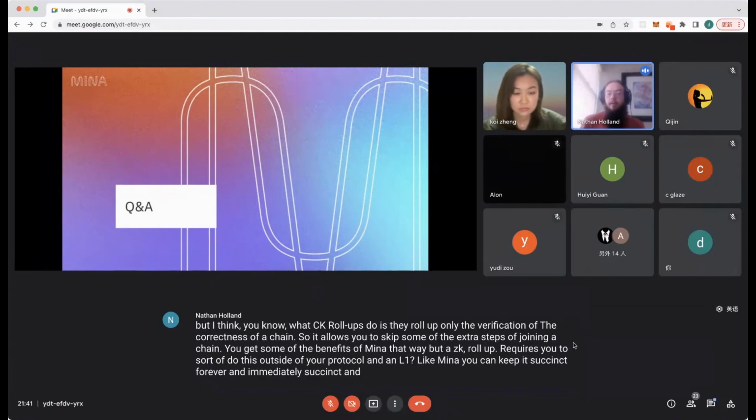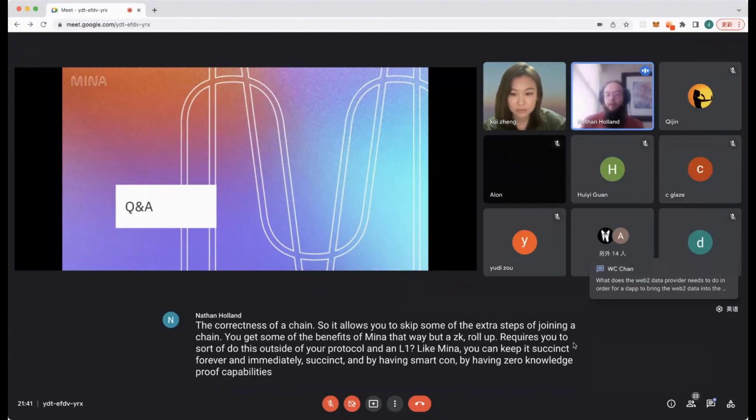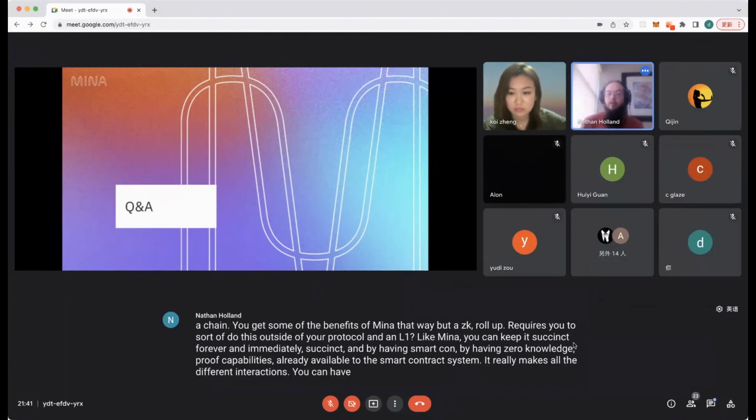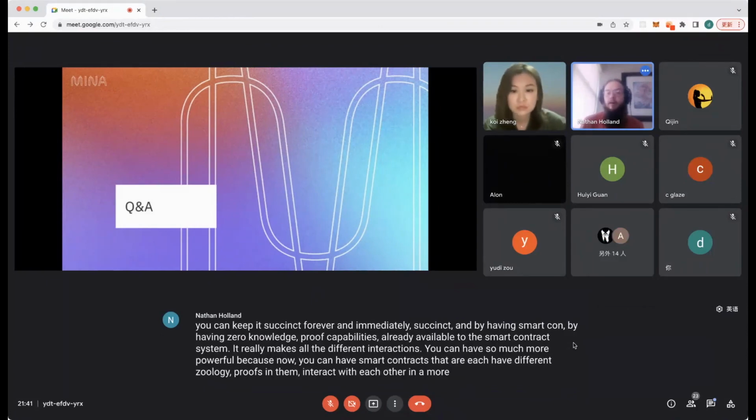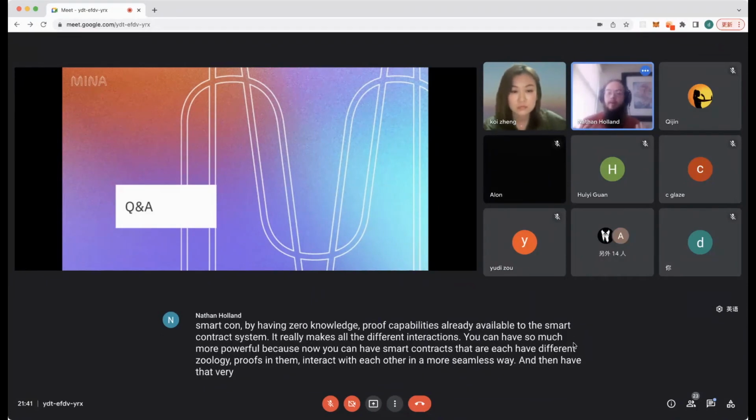And by having zero knowledge proof capabilities already available to the smart contract system, it really makes all the different interactions you can have so much more powerful, because now you can have smart contracts that each have different zero knowledge proofs in them, interact with each other in a more seamless way, and then have that very quickly and immediately encapsulated into a single proof.